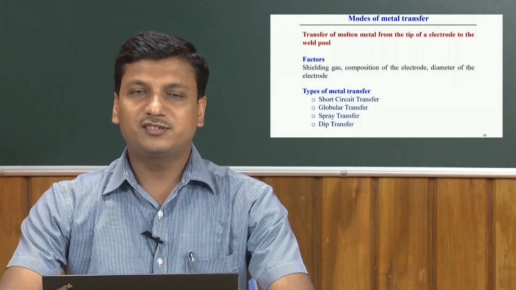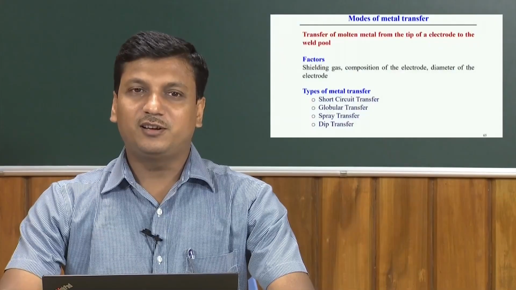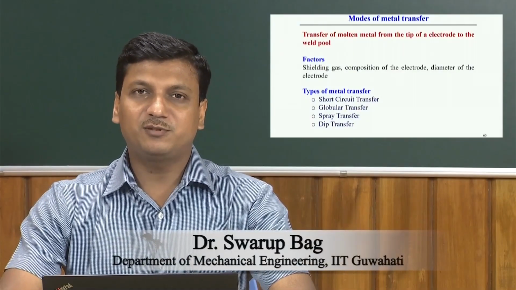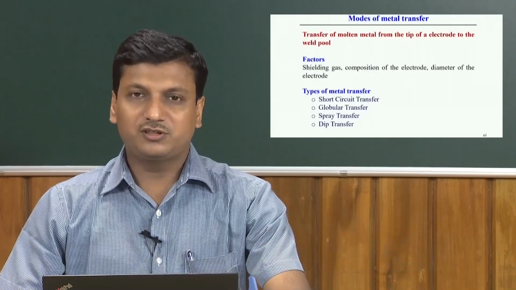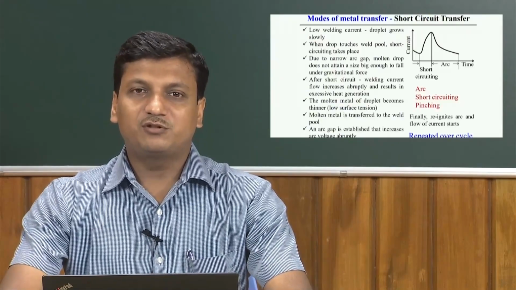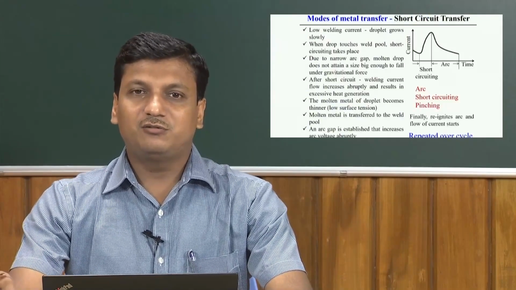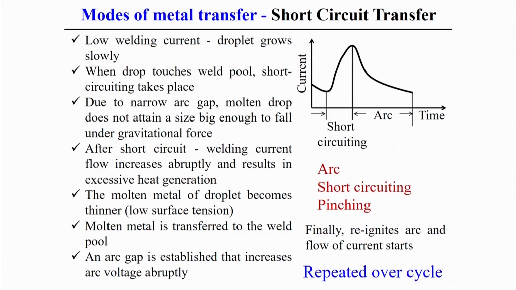Now we will try to discuss the different modes of metal transfer generally observed in the gas metal arc welding process. First, we will start with the short circuit transfer. During the welding process, the electrode comes in contact with the workpiece material, or is just about to contact it, or the gap is very small.